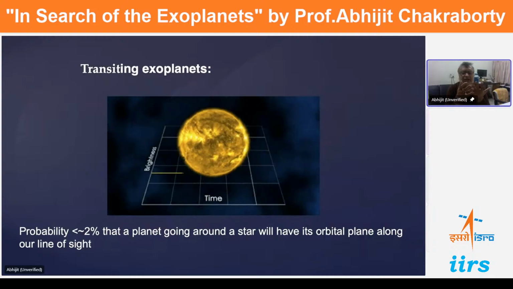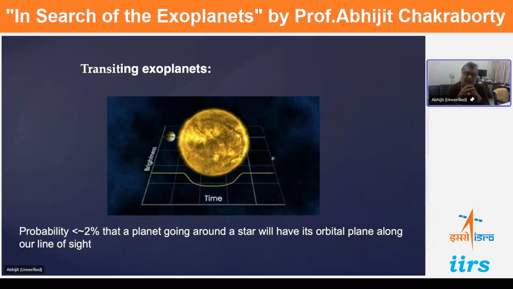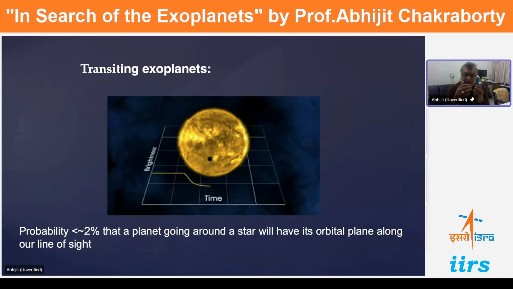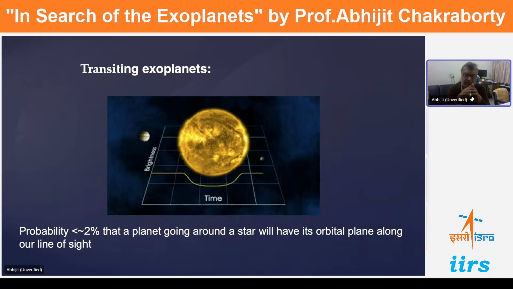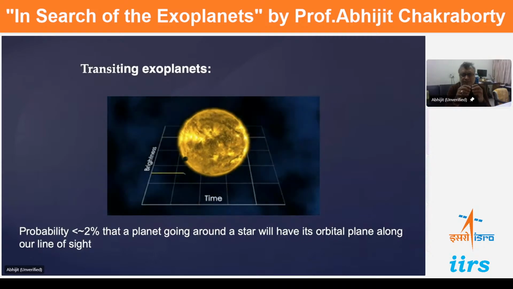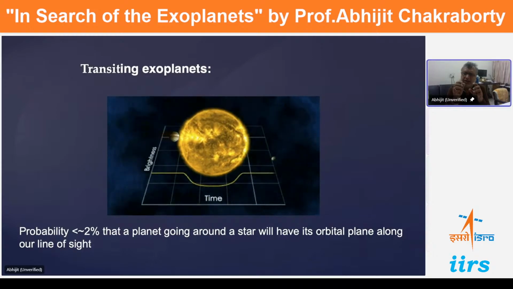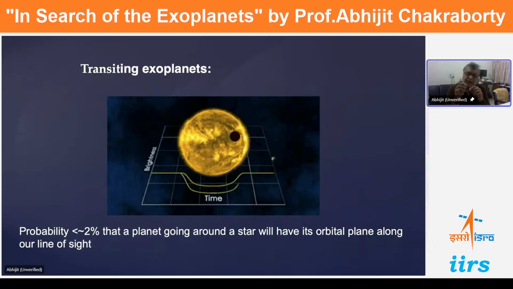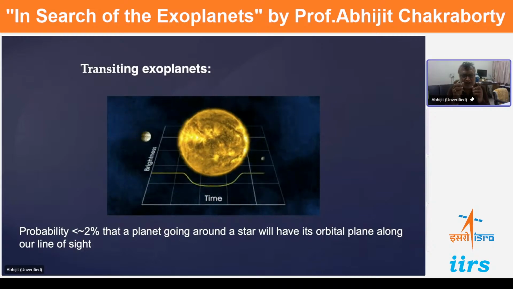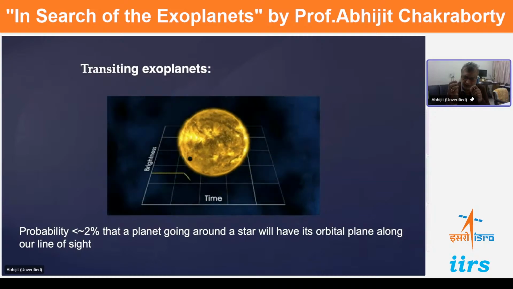Now consider a situation where a planet goes in front of its host star, and that plane coincides with our observing plane. Then in that case, the star will subtend a very small, tiny angle to us, much smaller compared to the sun. So therefore the planet will subtend a much smaller angle compared to the star.